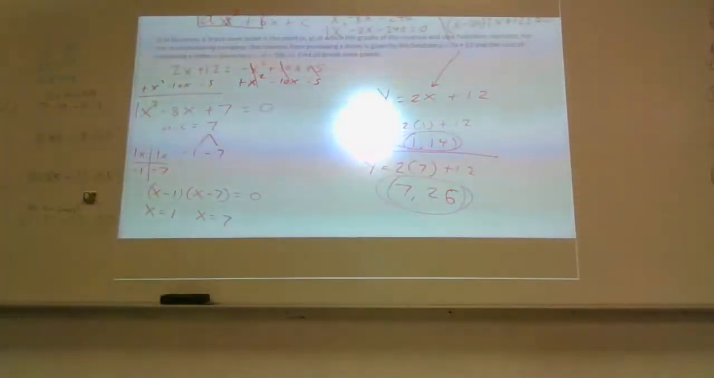Look back at the problem. In business, a break-even point is the point at which the graphs of the revenue and cost function intersect. Okay, I don't care about graphs, but revenue is that y equals 2x plus 12. Producing is that quadratic. Find all the break-even points. There were 2 break-even points.